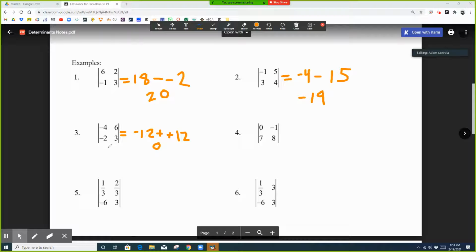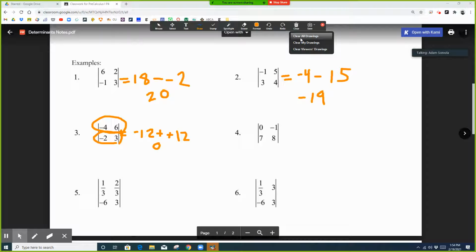Now, that's going to happen when it has... I don't want to get too far ahead of myself, but if you ever notice that one row is a multiple of another row, then the determinant is going to be 0. And we'll see why that makes sense when we learn about using determinants to solve systems. But for now, just apply the rule like A times D minus B times C. All right, so take a minute to try 4, 5, and 6.